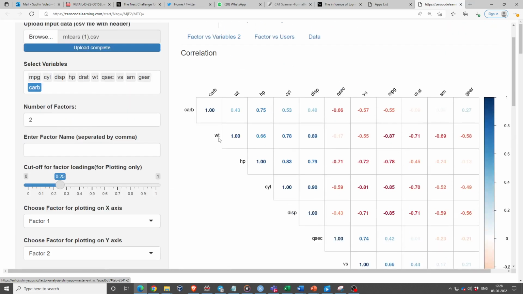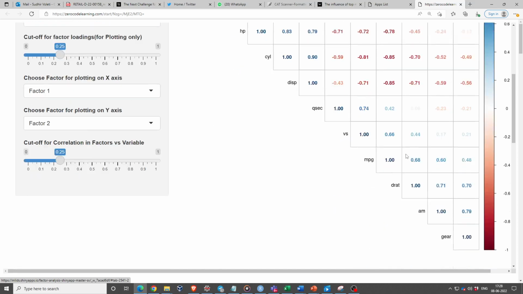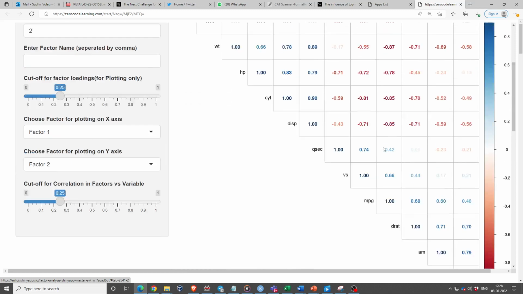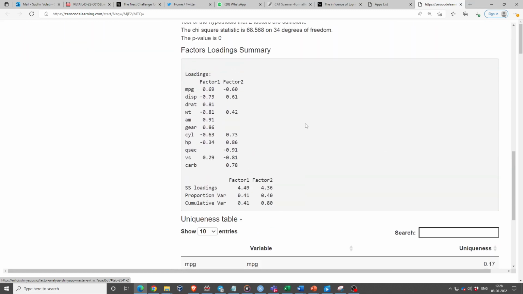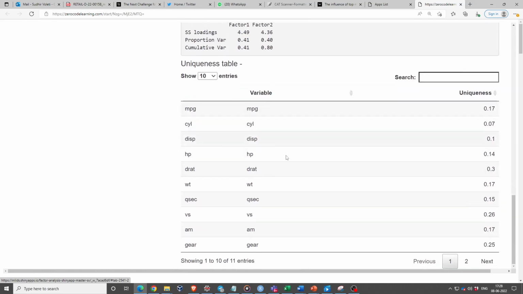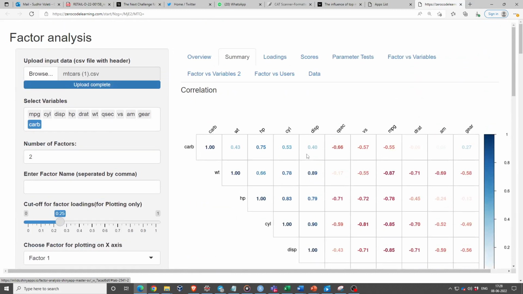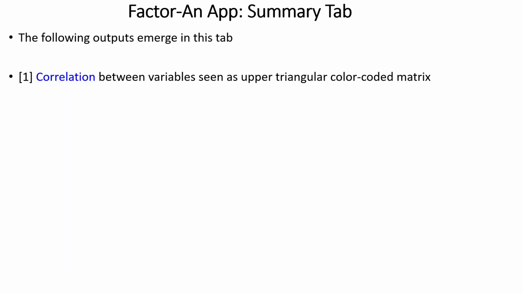So what does this mean? The car's weight, WT, versus MPG, which is your miles per gallon, mileage. The correlation is negative 0.87. So mileage and car weight are negatively correlated, which kind of makes sense, and so on. If you go below this, you will come to the test summary, factor loading summary, and below that there is the uniqueness table. I will walk you through all of these.